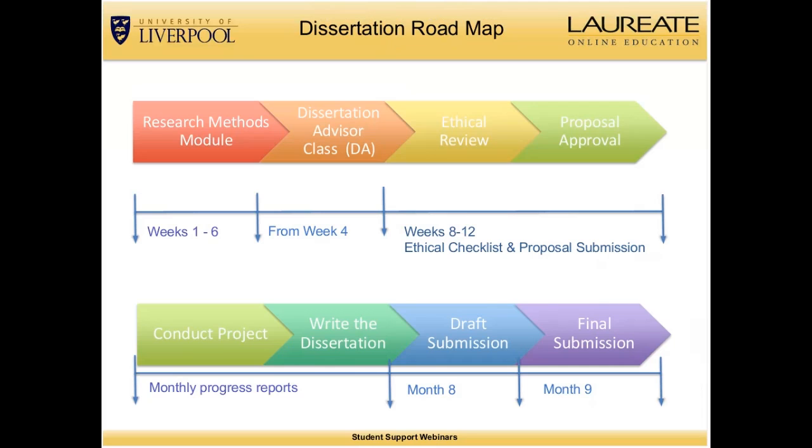So for the Dissertation Road Map, you start with your Research Methods module, and this is for the first 6 weeks. Then normally in week 5, you would have your Dissertation Advisor class set from week 4 onwards, and your dissertation proposal should be approved within week 8 and 12. And also ethical review around the same time should that be required for the project. Monthly progress reports are also expected. Your DA will make these available for you at the correct time frame.